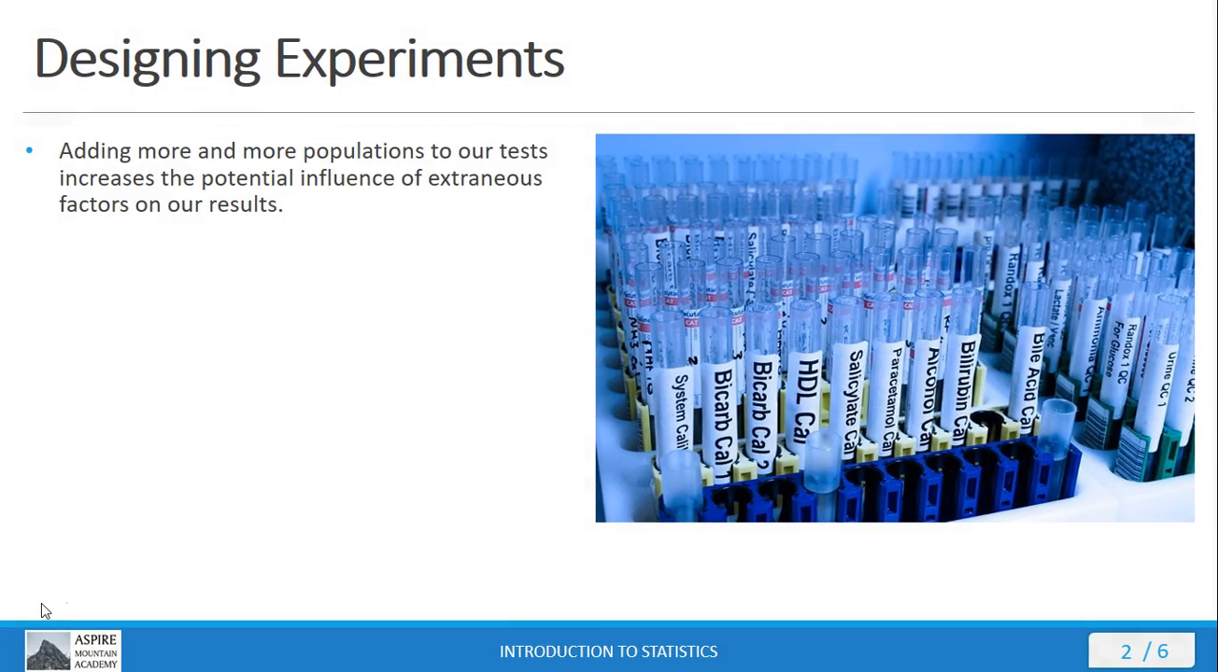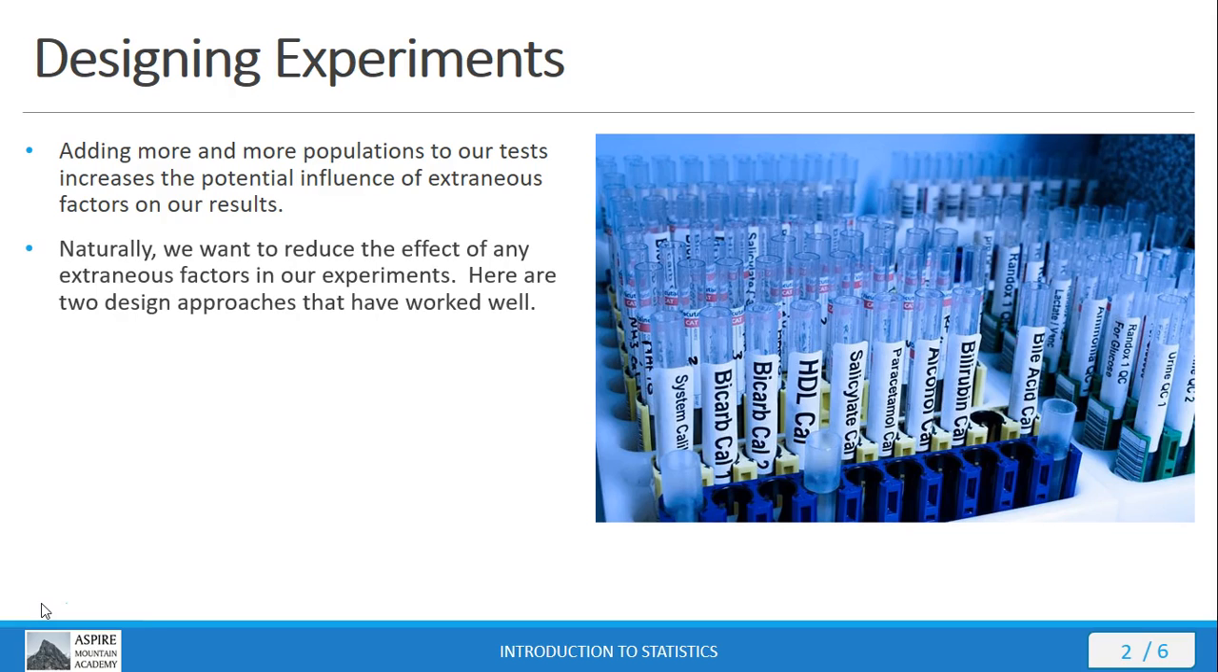So first, let's have a little discussion about designing our experiments for our statistical studies. The one-way ANOVA test allows us to test means from more than two populations. So we can continue to add more and more populations to our test. But doing that increases the potential influence of extraneous factors on our results. Because oftentimes you get interactions between the different groupings that you're testing. Naturally, we want to reduce the effect of any of these outside factors from our experiments.